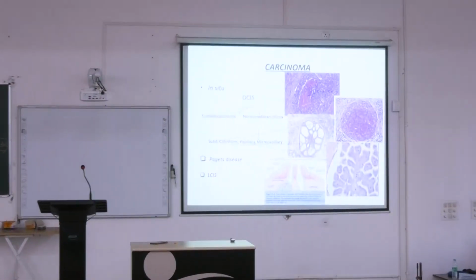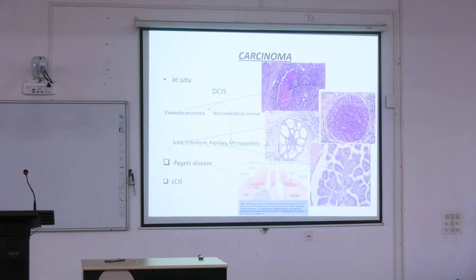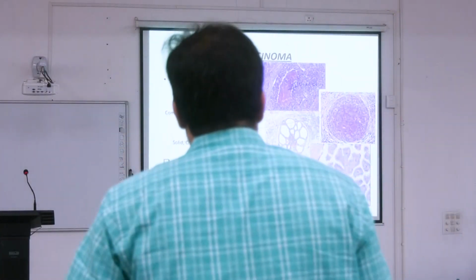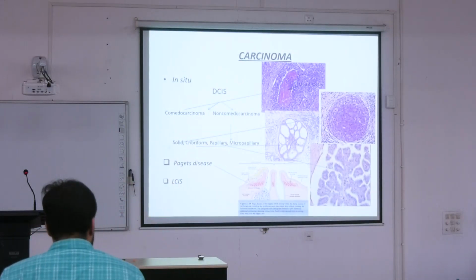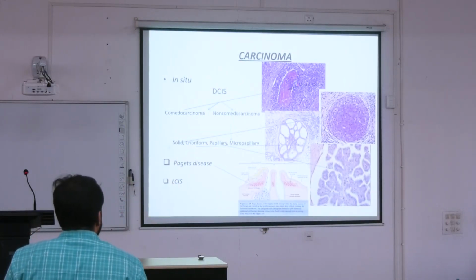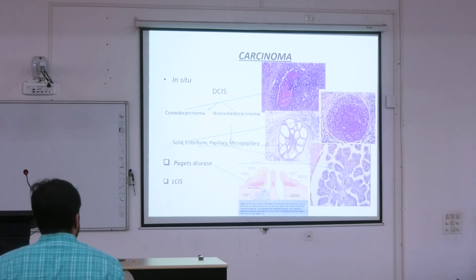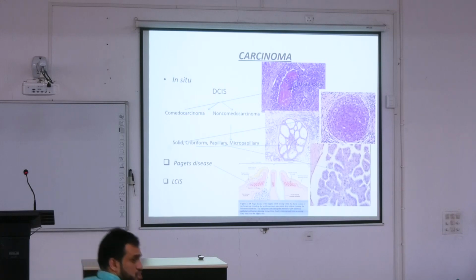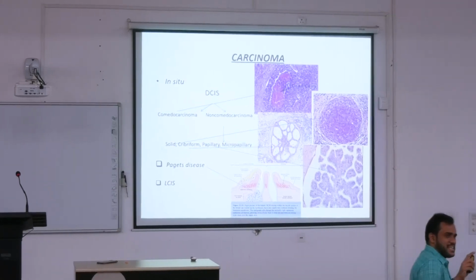So, before I go to carcinoma, I'll just tell you DCIS and LCIS are in situ lesions. Just remember this picture, you don't have to study. Ductal carcinoma in situ and lobular carcinoma in situ. There is something here, a necrosis known as comedonecrosis, which you get in DCIS.